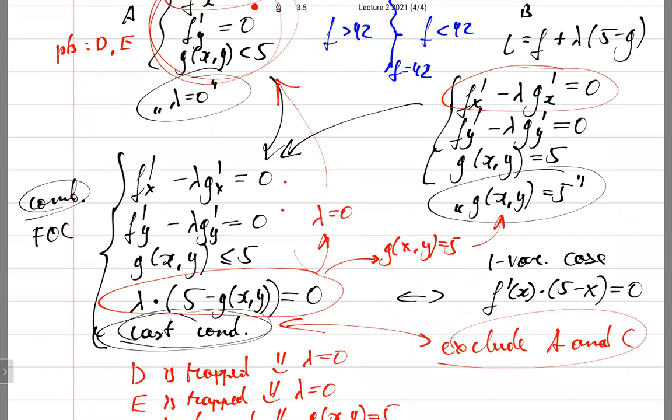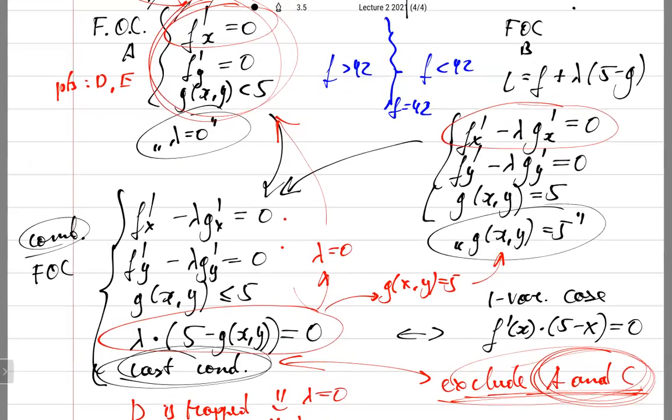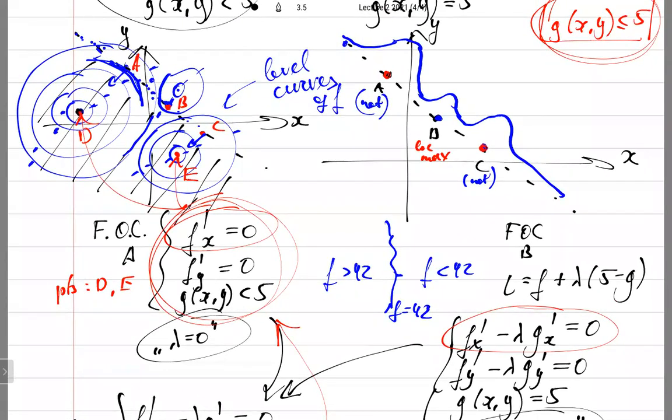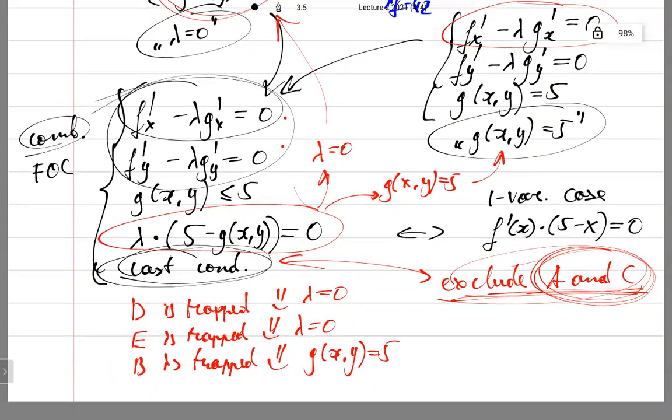Okay, let's remove these two intruders. So let's remove these two intruders. We need to deal with this. So let's interpret this condition geometrically, and using the geometric interpretation of these two conditions, we'll remove intruders A and C.